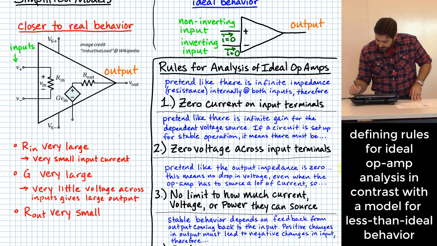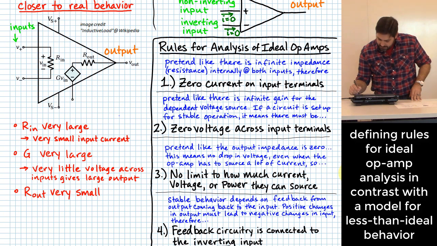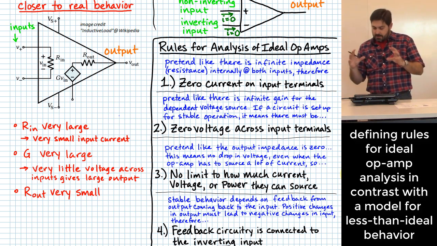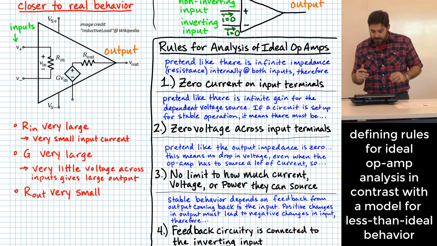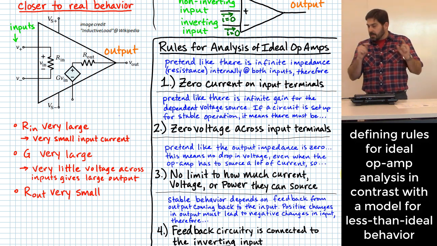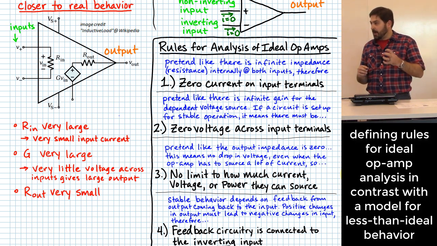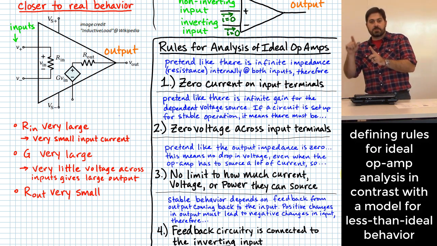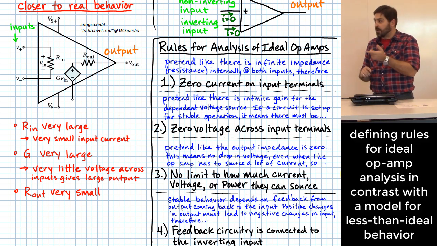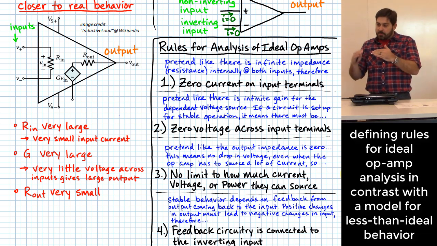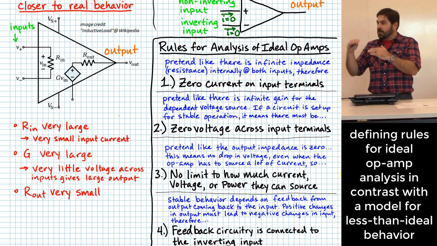And then lastly, the last rule that we're going to have down here is that stable behavior depends on feedback. That's the rest of the circuit that might be hooked up to the op-amp. It depends on feedback from that circuit coming back into the input terminals. And there's a specific way you've got to do that in order to make your op-amp stable. Whatever output voltage you have has to go through circuitry and eventually get hooked to the inverting input, okay? The reason for this is that what happens with your output is some change might occur, the output increases.